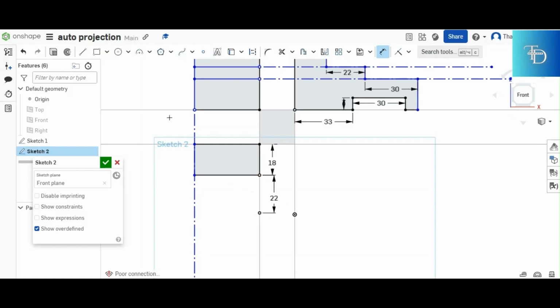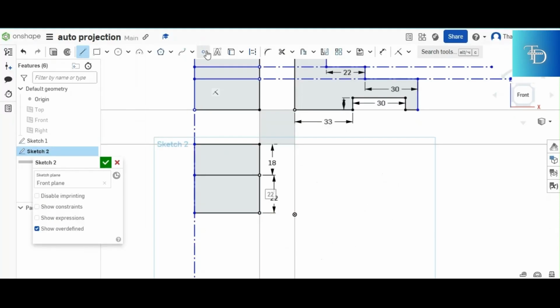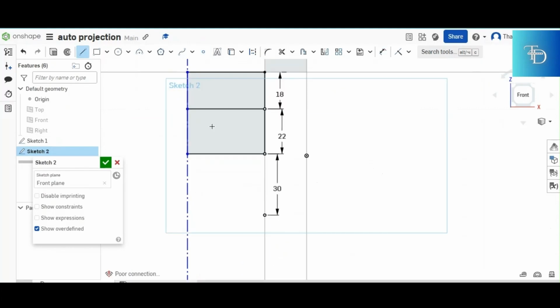So there is your 22 units to the downside, and then you complete another rectangular shape. You close it. So the last one goes down by 30 units. So you also take your ruler, you mark 30. After marking the 30, you conclude your rectangular surface.